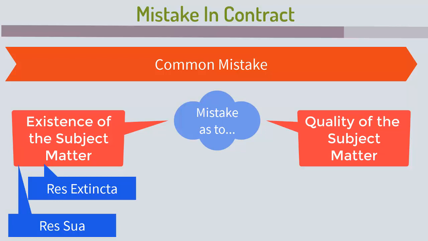The second group of cases under the common mistake, as already mentioned, is mistake over the quality of the subject matter. The general principle is that where the mistake of the parties merely results in a bad bargain for one of them, the contract will not be void. This is consistent with the principle that the law only requires sufficiency of consideration, not the normal market value.